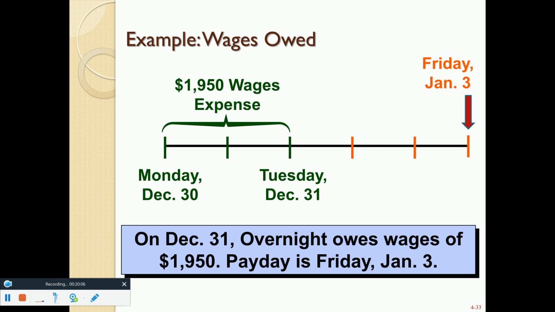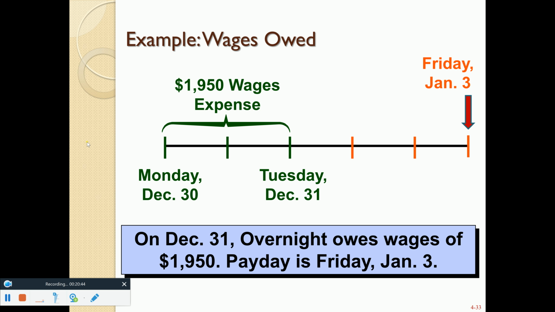Remember, December 31st, we have to prepare financial statements. So we have to say to ourselves, I know our employees worked Monday and Tuesday, but we don't have to pay them until Friday, which is literally the next year. So we need to accrue for the wages on Monday and Tuesday. Remember, the expense needs to be recorded in the period that we incur it. Our employees earned that wage on December 30th and 31st. That needs to be an expense reported in December.